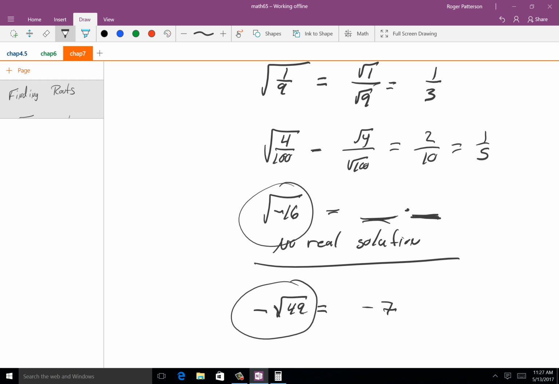Because the negative is inside the square root. Right, two negatives make it positive, correct? Yeah. So the bottom one's like multiplying something again by negative one. Yeah, if you want to think of it that way, sure.